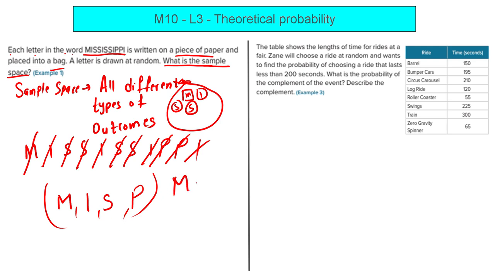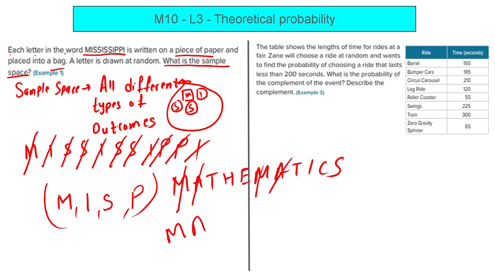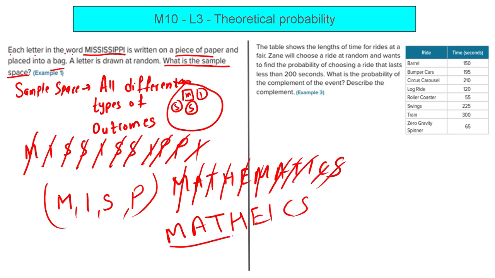Take one more example. If I give you mathematics, what is the sample space? First I have M. I will cut all the M's. Then I have A, I will cut all the A's. T, I will cut all the T's. H, only one H. E, only one E. Then I, C, S. This is the sample space. So sample space means all the different types of outcomes.